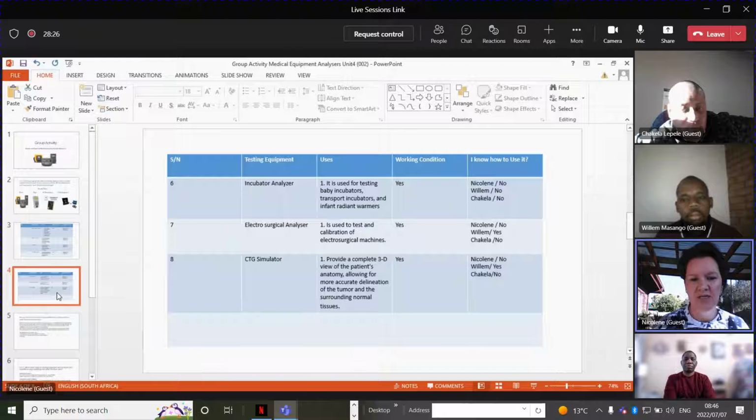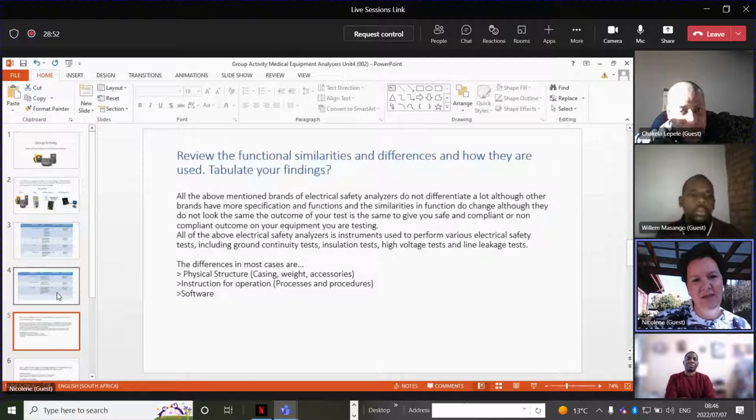And then your CTG simulator provides a complete 3D view of a patient anatomy, allowing for more accurate delineation of the tumor and the surrounding normal tissue. And yes, Willem has one. It's working. And I don't have one, and Chakela also not. Okay. Then the following, review the functionality of the simulators and differences and how they are used.